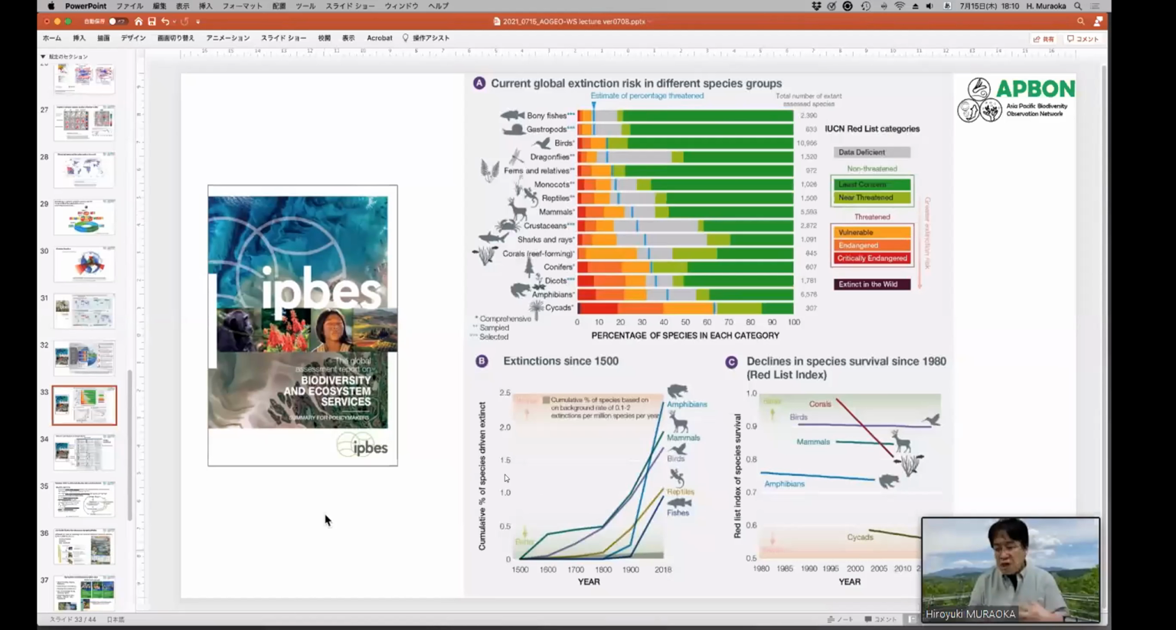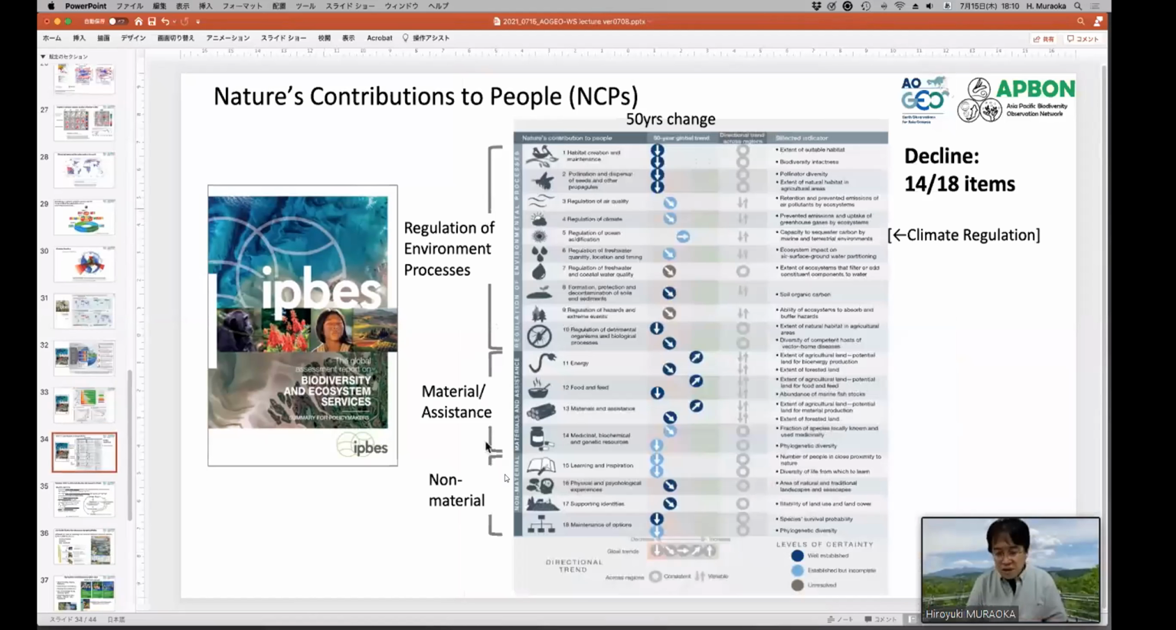Such changes in biodiversity and ecosystems are impacting our environmental processes, goods and services, and other kinds of ecosystem services. There are different kinds of services or nature's contributions to people, but you can see that everything is decreasing. It means that human impact and climate change are impacting our ecosystems and then the ecosystem services.